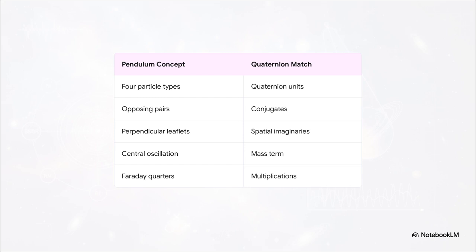Those perpendicular quark leaflets, they act as spatial imaginary axes. The central physical oscillation operates perfectly as the mass term in the equation. And those Faraday quarter rotations serve as the multiplications driving the wave function evolution. It's a really striking translation of physical space directly into mathematical certainty.